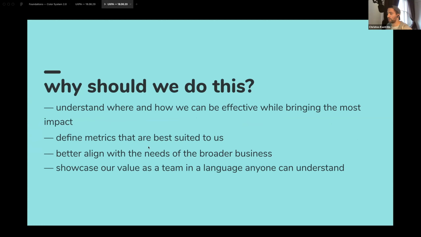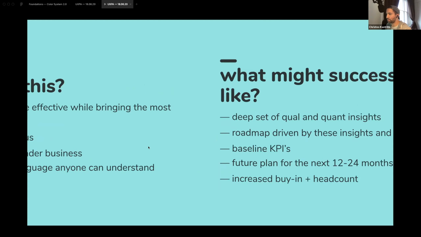There are lots of metrics out there, but I really wanted to define the ones that would be best suited to us as a team and what the business cares about. Trying to align with the needs of the broader business is definitely something I find a bit challenging. But ultimately, I really wanted to showcase our value as a team in a language that hopefully anyone could understand.